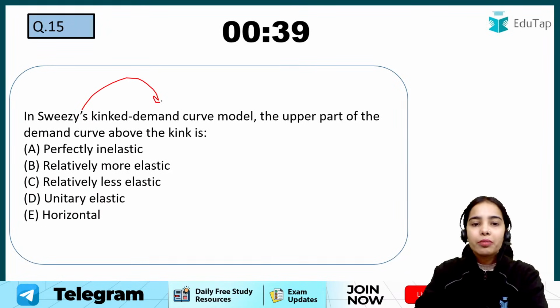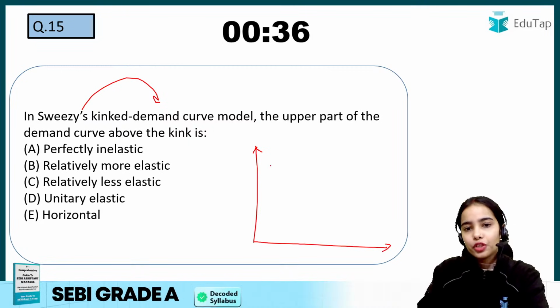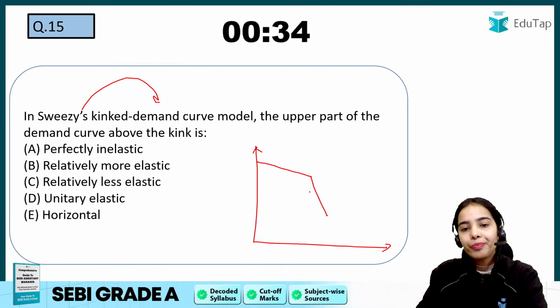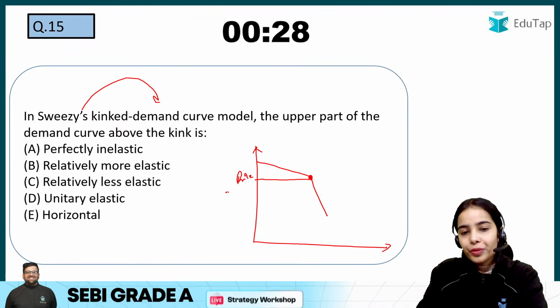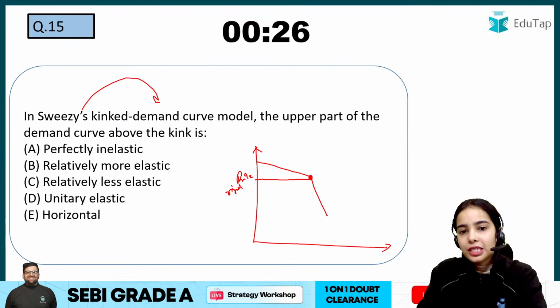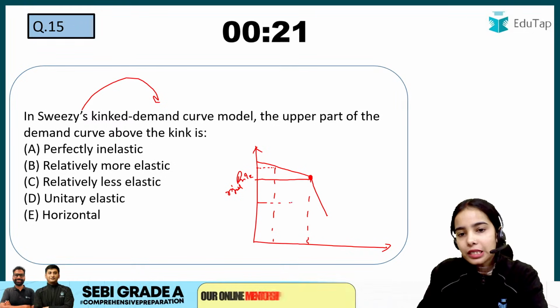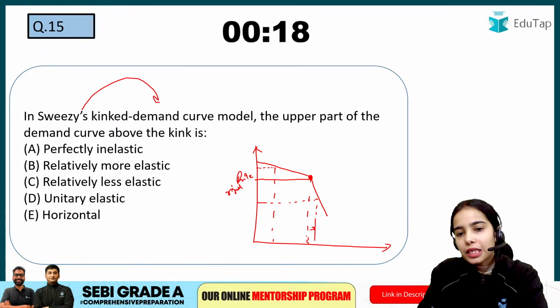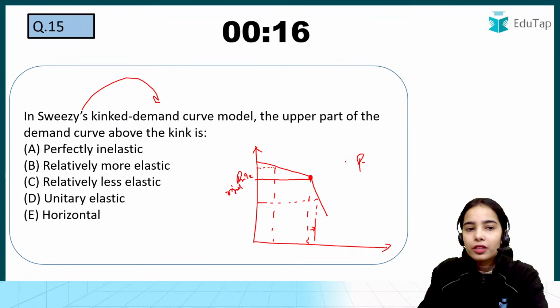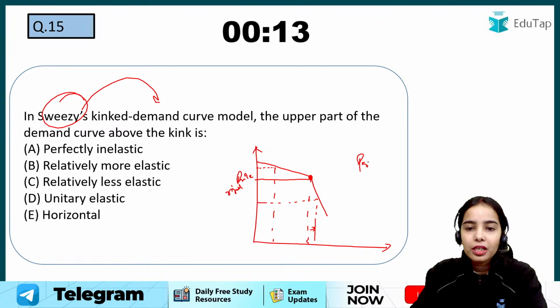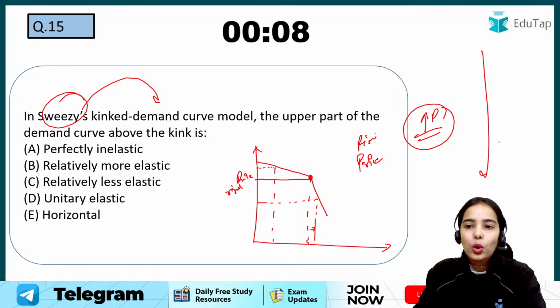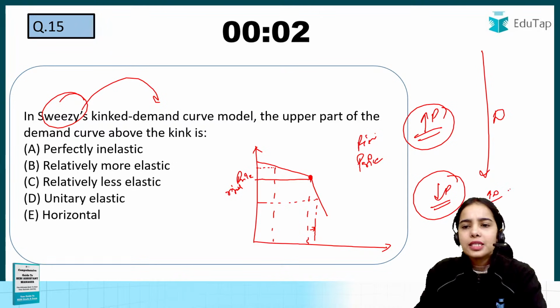Now, Sweezy's Kinked demand curve. You must have read about the Kinked demand curve. In the Kinked demand curve under the oligopoly market, this is the price that is decided. This is the rigid price that cannot change, because if the price is increased, the firms will lose a lot of demand. If the price is decreased, the firm will not have much increase in demand. So basically, Sweezy has said that the Kinked demand curve shows the rigid price. The price cannot increase, because a lot of demand will be lost. The price cannot be decreased, because demand will not increase much.